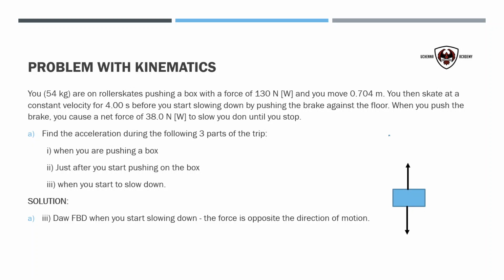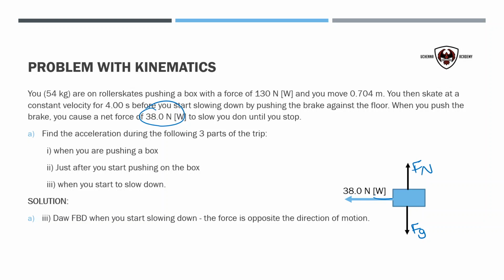Now, when you start slowing down, you do need to consider a net force acting on you. So when you start slowing down, again, we've got the force due to gravity and normal force acting on you. And these forces are canceling out because you're not moving in the y direction. However, in the x direction, there is a force, and that is 38 newtons that you're applying to slow you down, right? So that's a force that's being applied in the opposite direction to bring you to a stop.